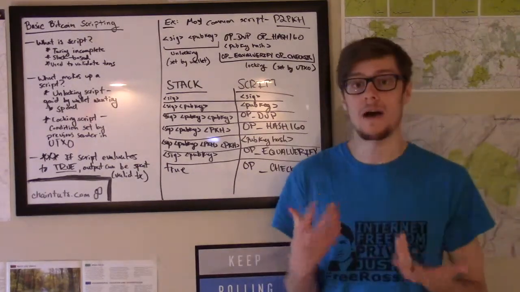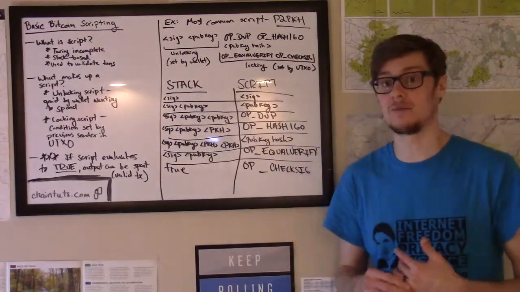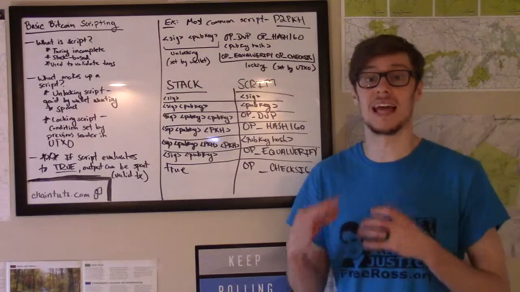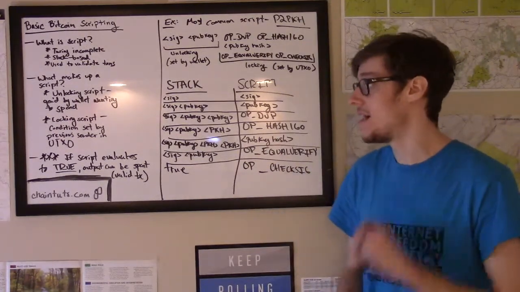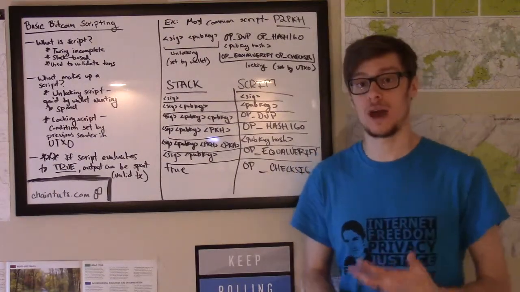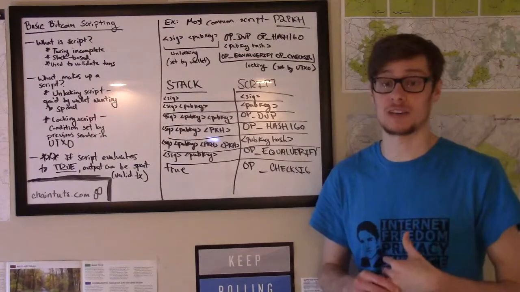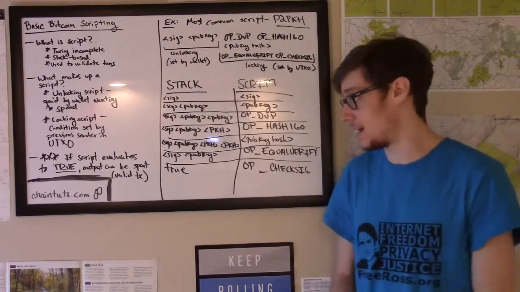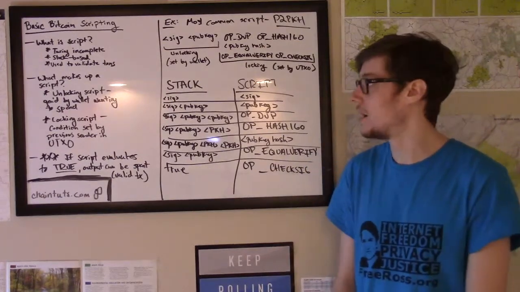So when we talk about the script itself, if the script evaluates to true at the end of the script, so true is the last item left on the stack when the script execution finishes, that proves to the network that Bob is indeed the rightful owner of the unspent transaction output that Alice sent to him. And this means it's a valid transaction.